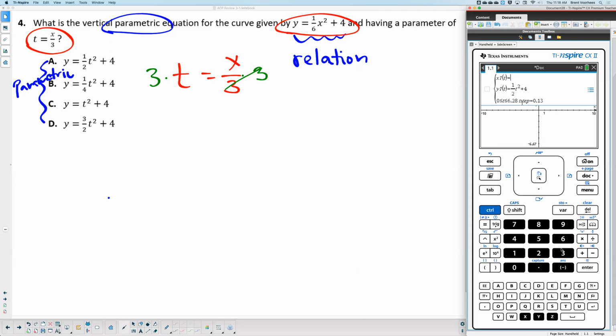And we know x has to be 3t. That's the part we know. We just don't know which one's the y equation. Is that the correct graph? No. How'd you know? They don't match.